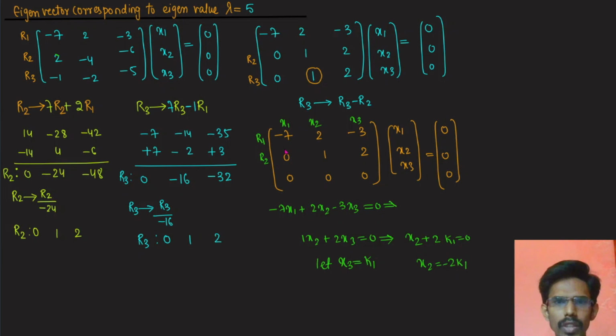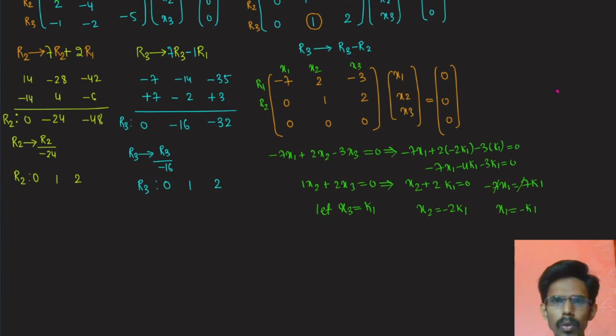Now from the first equation, minus 7x1 plus 2 into x2, x2 value is minus 2k1, minus 3, x3 value is k1, equal to 0. We have minus 7x1 minus 4k1 minus 3k1 equal to 0. So minus 7x1 is equal to 4 plus 3 will be 7, and that side it will become plus 7k1. So minus 7 plus 7 will get cancelled. We have x1 is equal to minus k1.